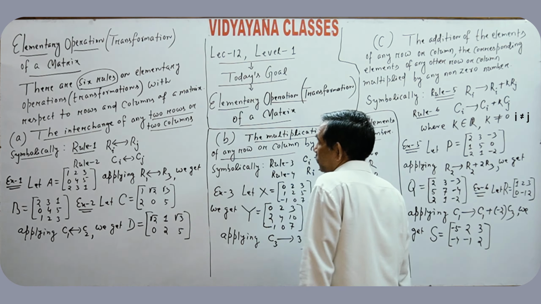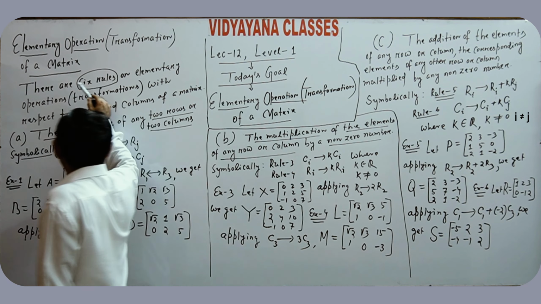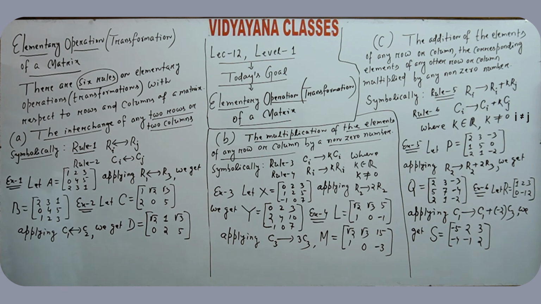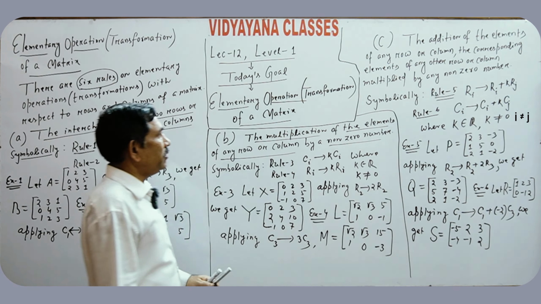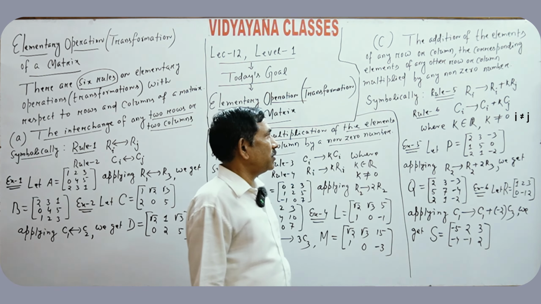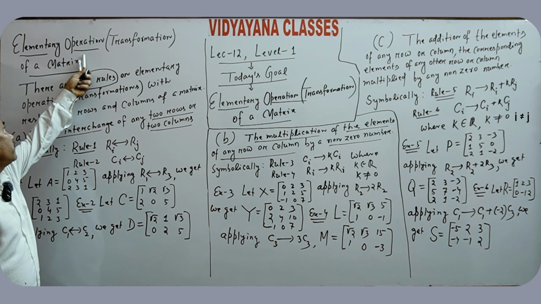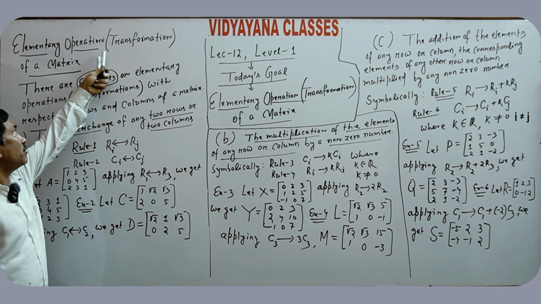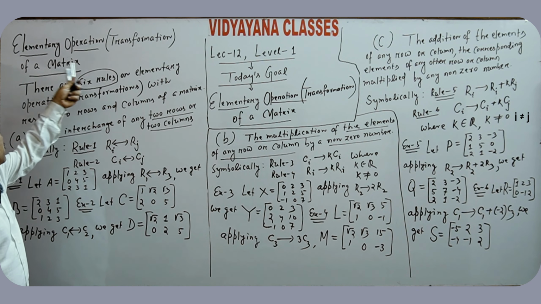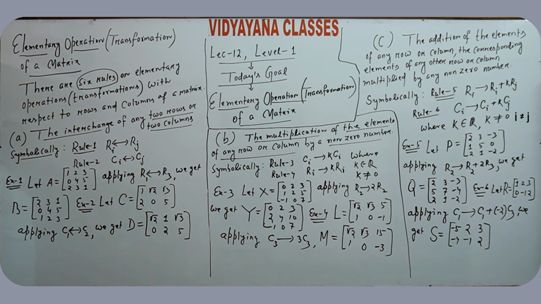There are 6 rules in elementary operation. A contains 2 rules, B contains 2 rules, and C contains 2 rules. Elementary operation is also called transformation of a matrix. Clear? Okay. Write down.